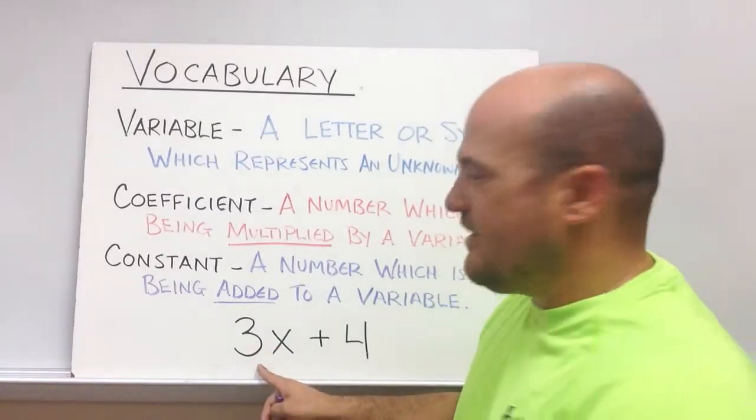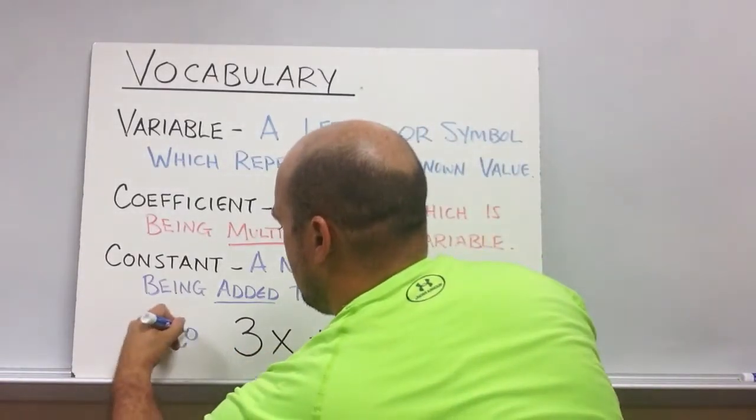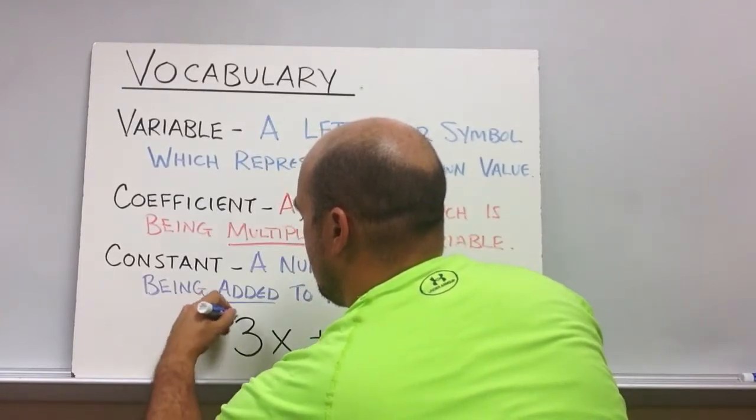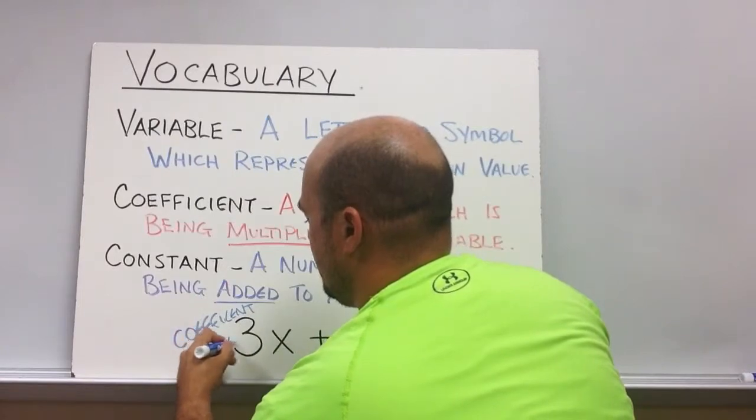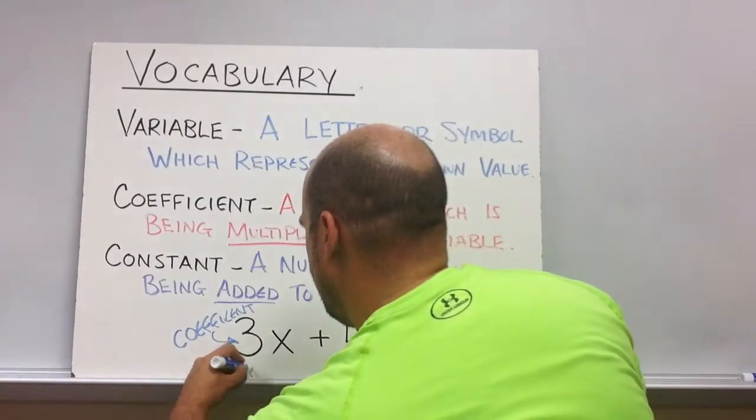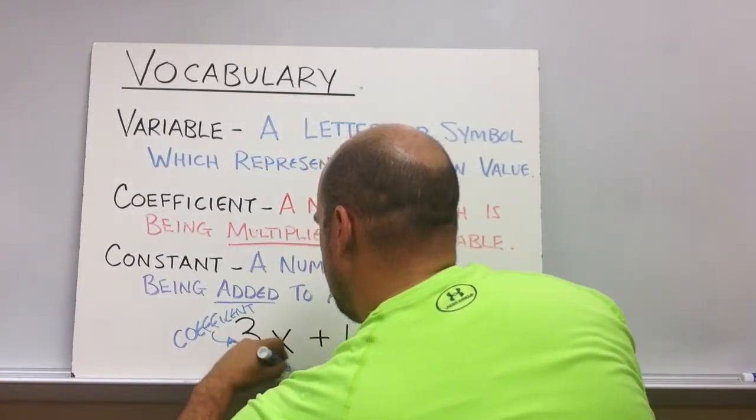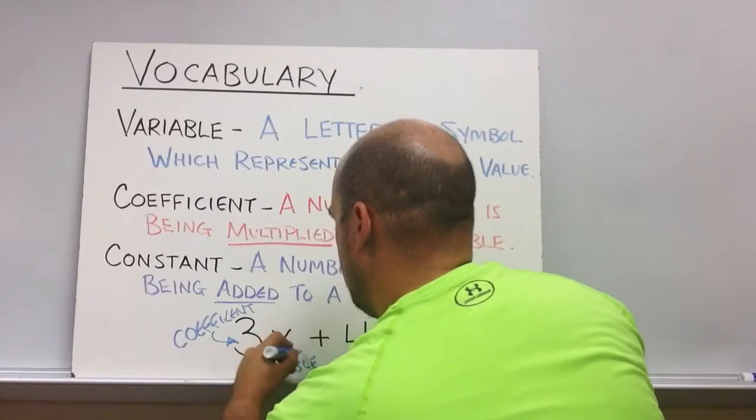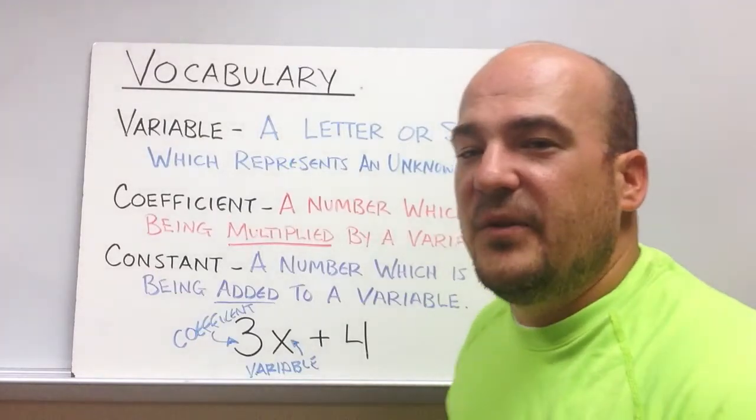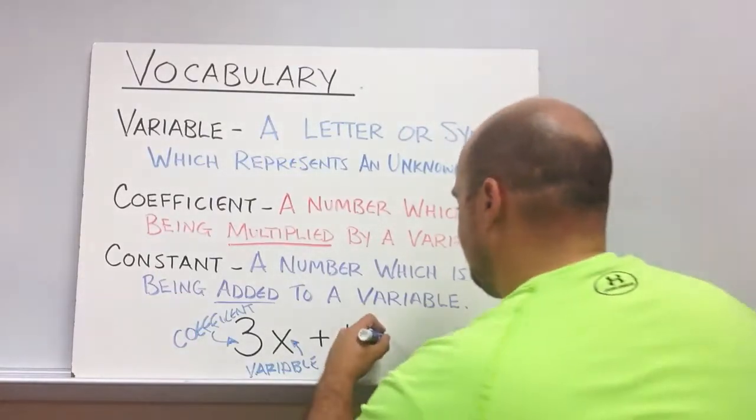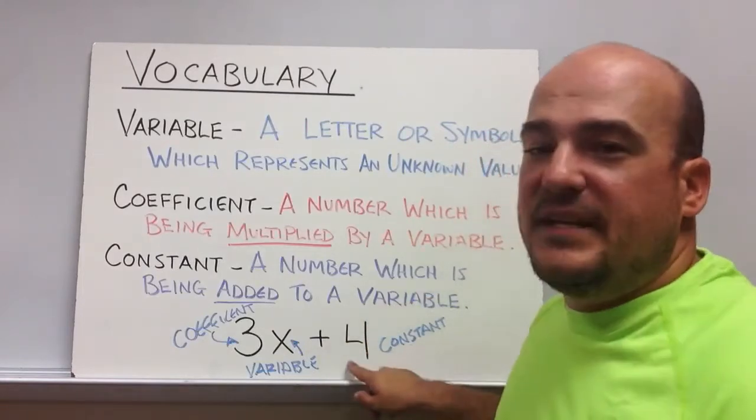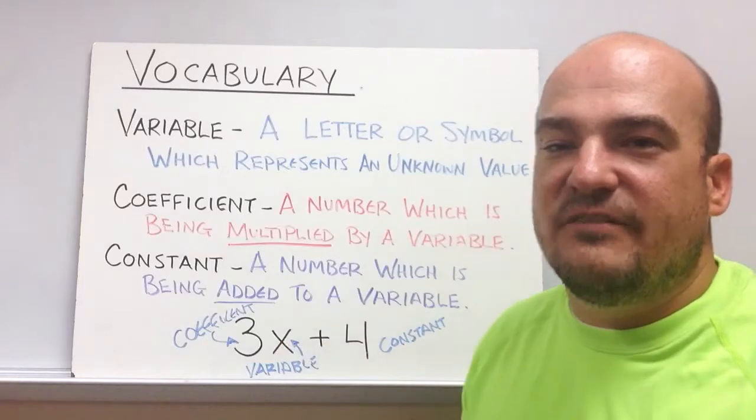So the coefficient is the number that's being multiplied times the variable. The x here is the variable. It's the letter or the symbol that represents an unknown value. And finally, the 4 is the constant. It's the number that's being added to the variable.